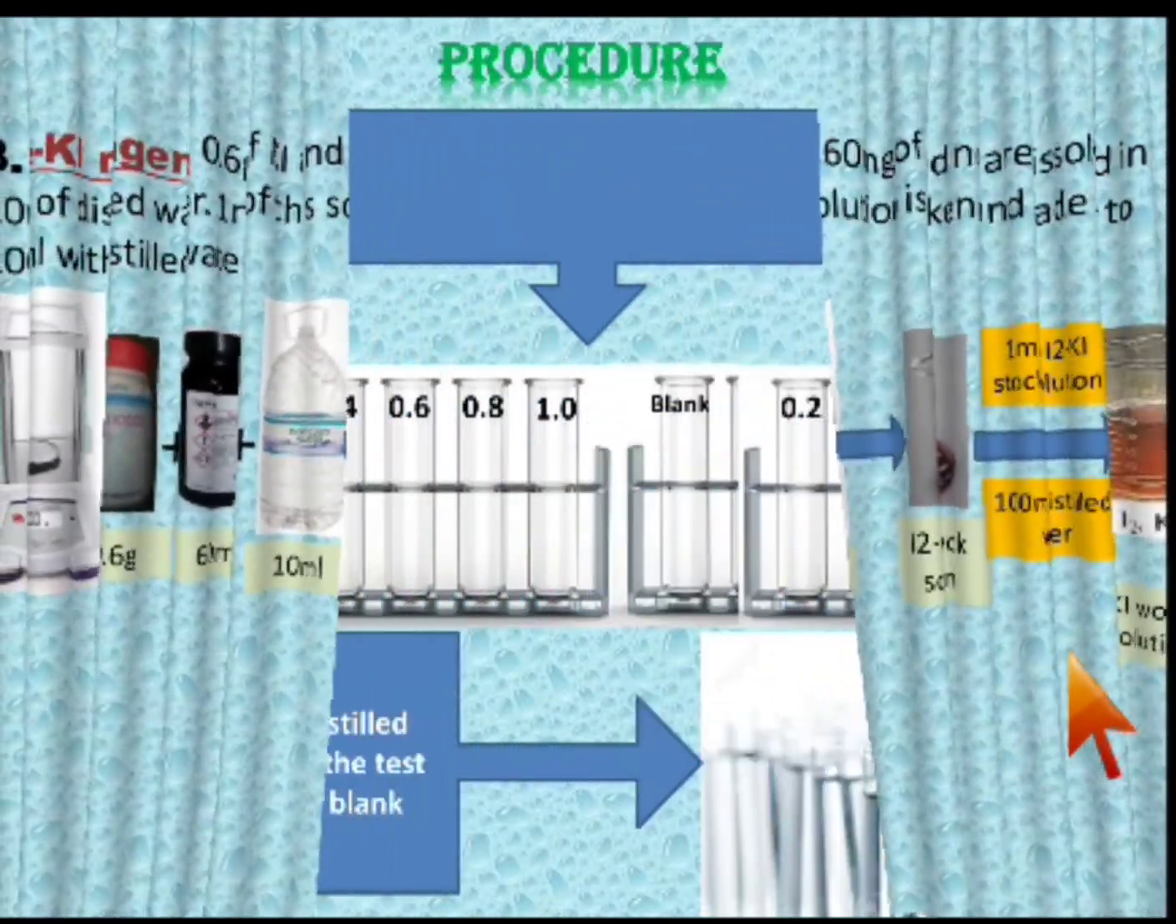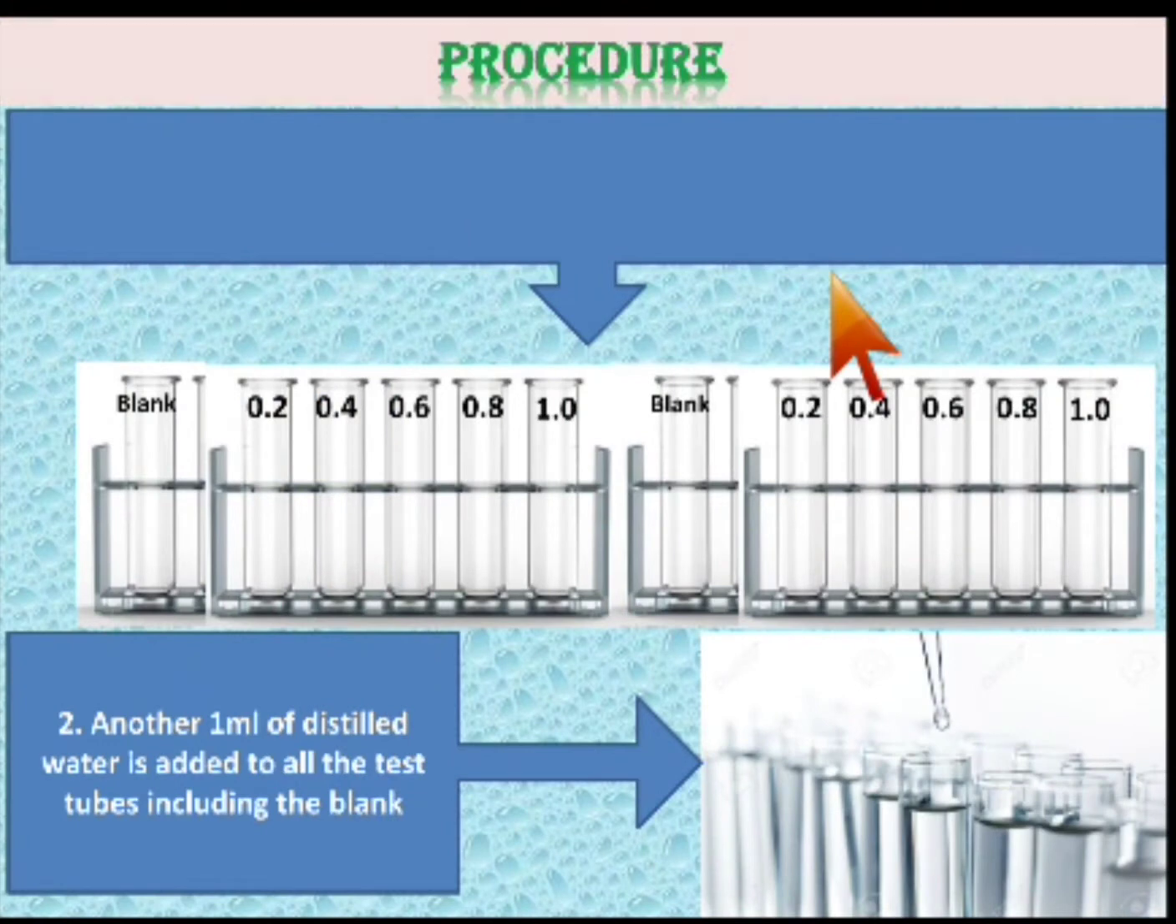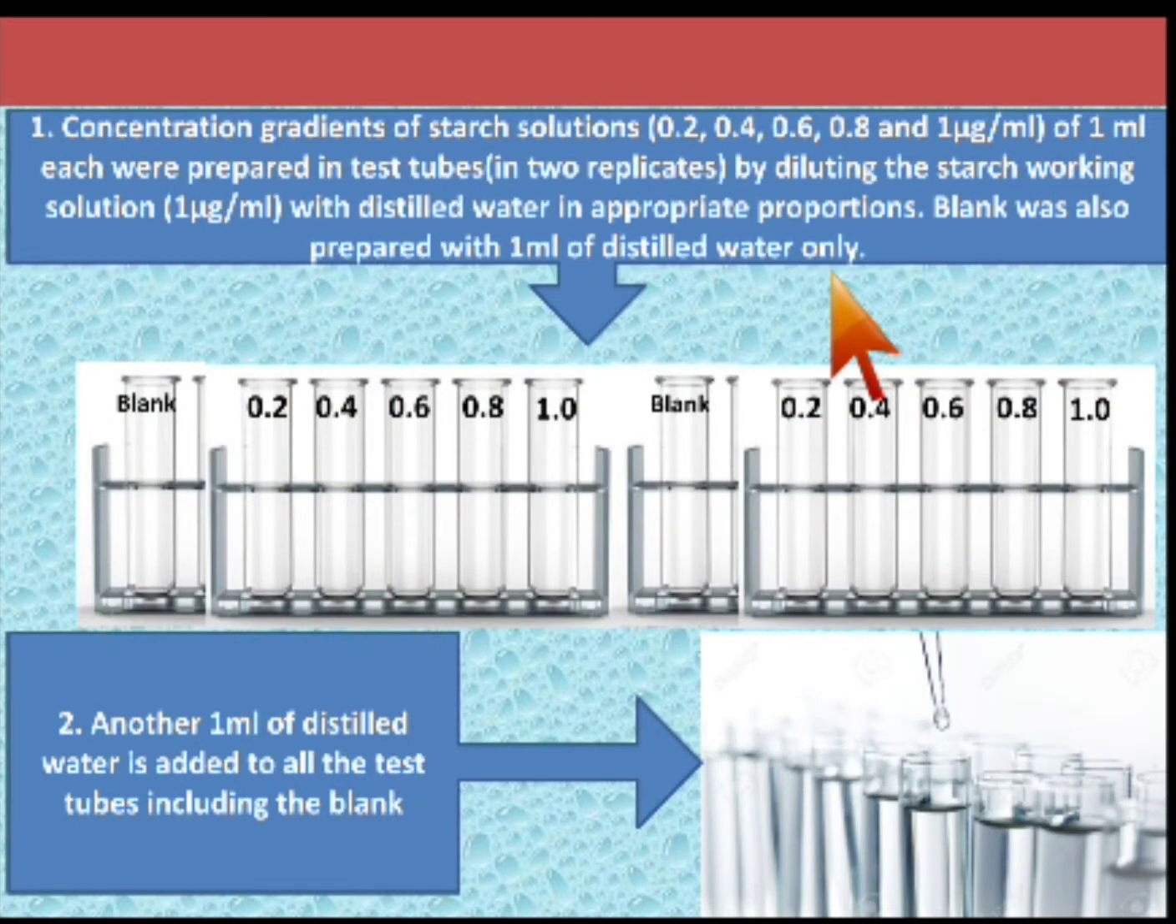Now coming to the procedure. What you will do first, as you can see here in the test tube racks, you have to take test tubes and make concentration gradients of starch solutions. In the first test tube, as you can see, we are taking the blank. We will be preparing the blank, and in the other test tubes you are going to make the concentration gradient. First you will mark all the test tubes with a marker pen. We are going to start from 0.2, 0.4, 0.6, 0.8 and 1. Also the blank, and as you can see here I am doing it in 2 replicates.